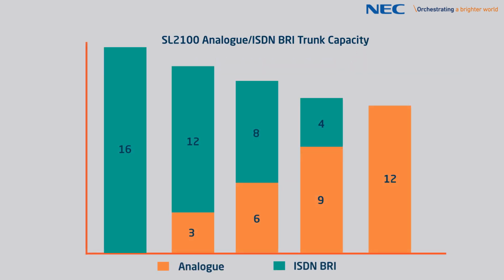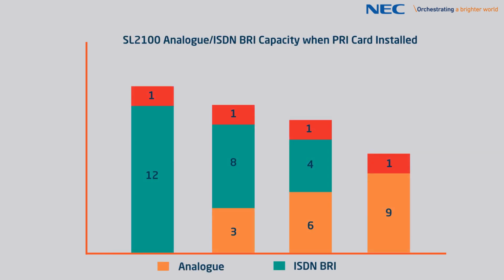There are 4 universal slots available. Each slot supports 1 trunk card. Depending on the combination of cards installed, the maximum capacity of analog trunks is 12, or ISDN BRI trunks is 16. When the ISDN PRI card is installed, the maximum capacity of analog trunks is 9, or ISDN BRI trunks is 12, as the PRI card uses 1 slot.